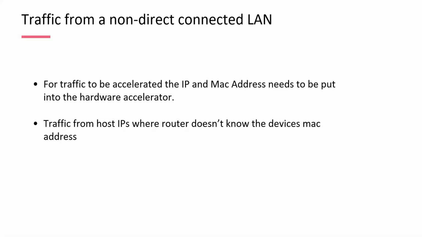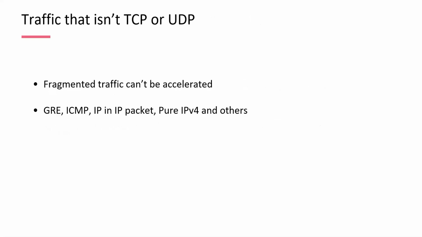The main thing there is where the router isn't able to tell the device's MAC address, because the MAC address is really important for putting into the hardware acceleration PPA. And as I mentioned, traffic that isn't TCP or UDP, that means GRE, ICMP, anything that's pure IP and others. It's reasonably rare traffic. Most traffic tends to be UDP or TCP. So any higher protocols like HTTPS, that's TCP, so it can be accelerated. Same for web browsers that are using UDP for transfers. That's fine. But it's just those specific other protocols that aren't based on TCP or UDP, and also fragmented packets.